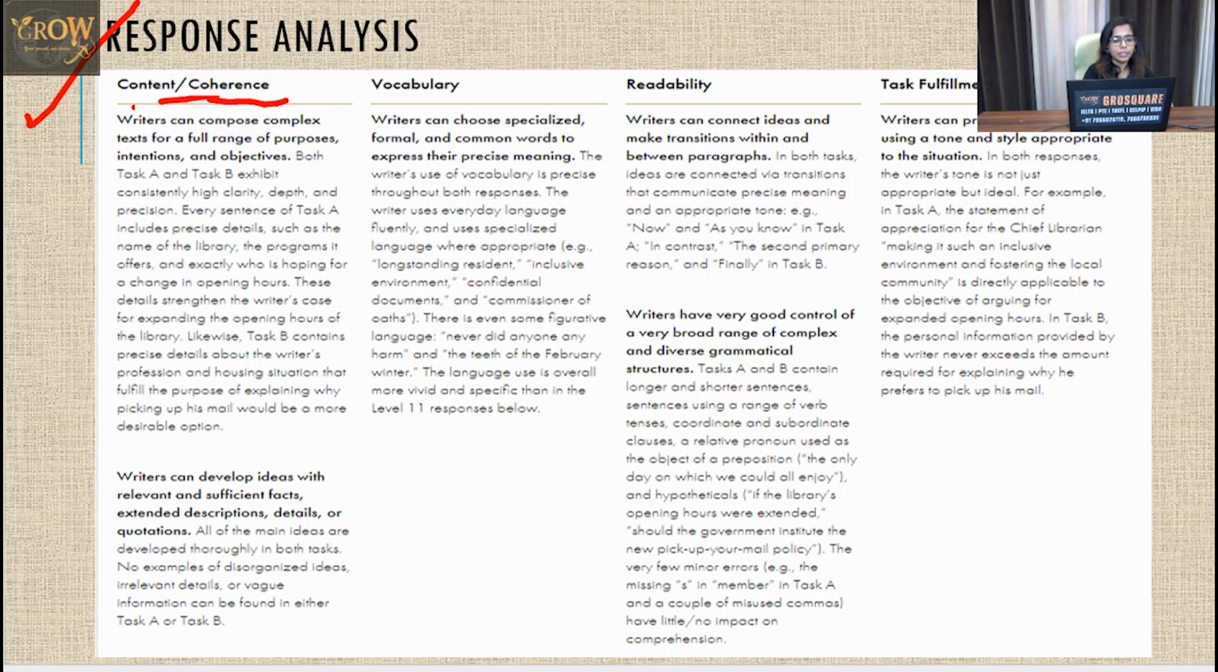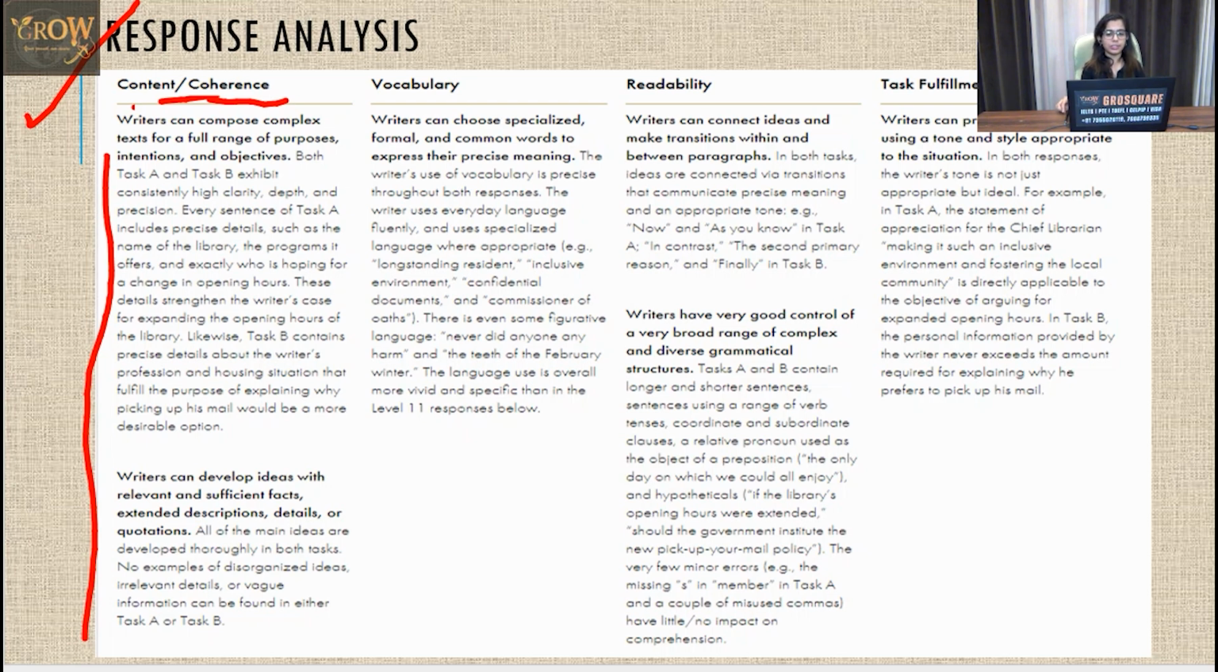They are saying that writers can compose complex text for a full range of purposes. That means the person is using complex structures. It is easy for them to express their intentions and objectives, and both Task A and Task B exhibit very good, consistently high clarity, and there is a lot of precision in terms of vocabulary as well. Everything is very good. The vocabulary is quite unusual. Readability and task fulfillment are also very good.